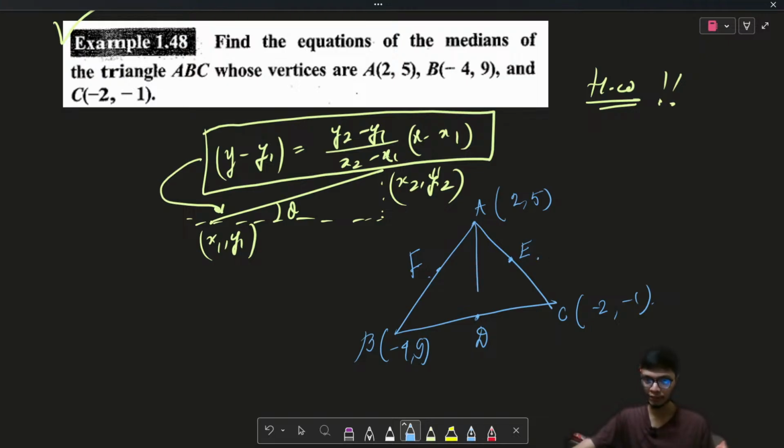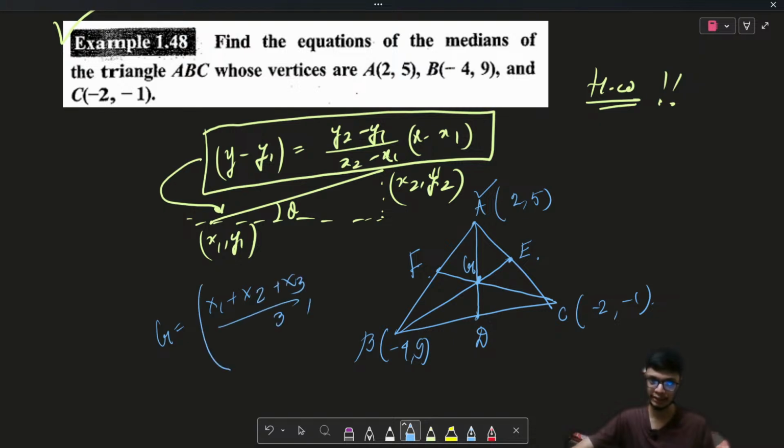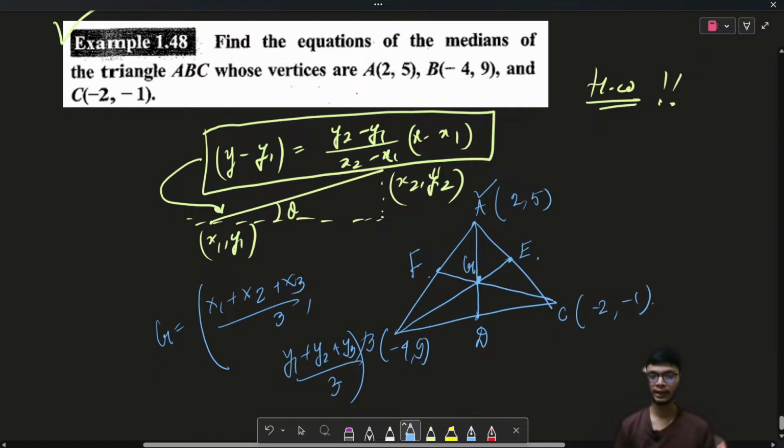Now if you find the equations of these particular lines, you will easily get the equations of the medians. Similarly, by solving the two equations of the medians, you can also find the centroid, right? The easiest way to solve this problem is that you know the coordinates of point A, and from this you can easily find the centroid, because you have already studied that the coordinate of the centroid is given as x1 plus x2 plus x3 by 3, comma y1 plus y2 plus y3 by 3, right? So this way you will get the coordinates of the centroid.